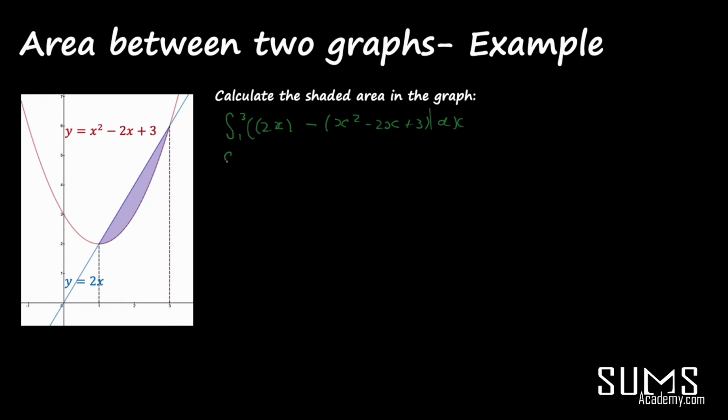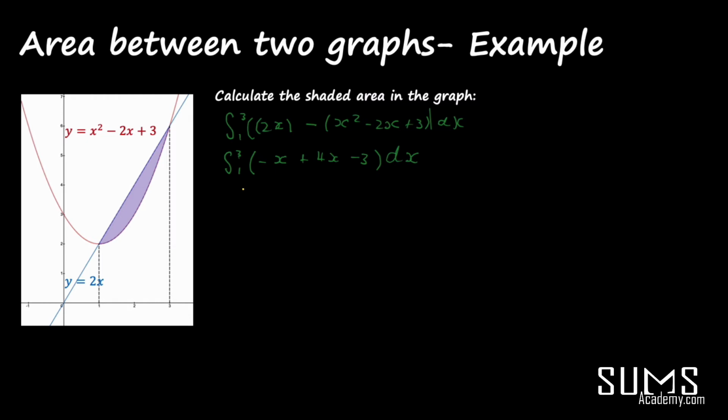So this becomes the integral between 1 and 3. 2x minus 2x is going to become plus 2x, plus 4x even. This is still going to stay as minus x. This is going to be minus x plus 4x. And this minus 3 will become minus 3 dx. So now we can integrate.